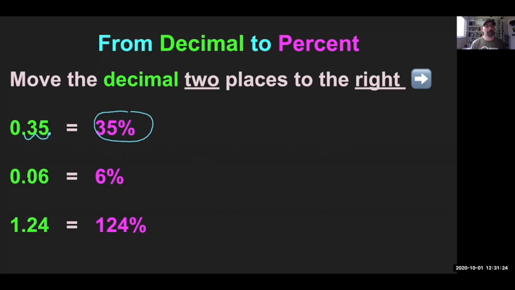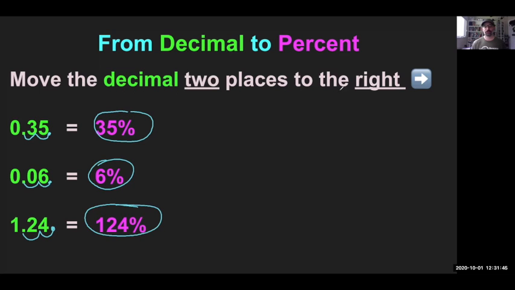Same with this. If you have 0.06, you're going to move it 1, 2, and put a decimal, which leaves you with just 6%. And here we have something greater than 1, so if you have 1.24, 1, 2, put the decimal, and you end up with 124%.